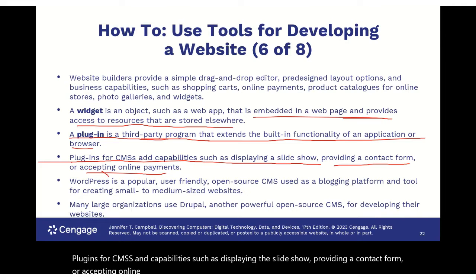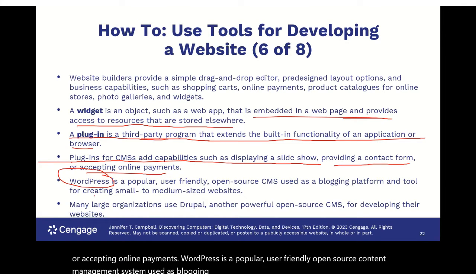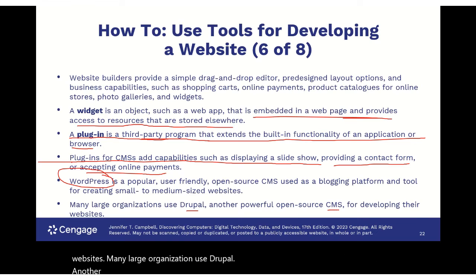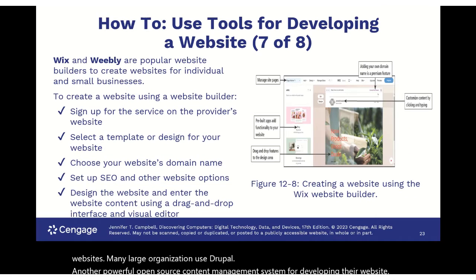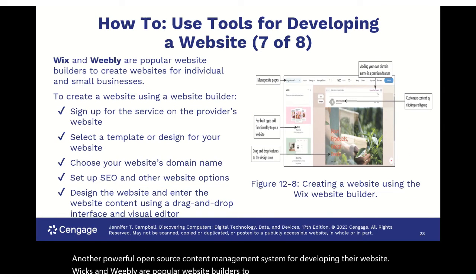WordPress is a popular, user-friendly, open source content management system used as a blogging platform and a tool for creating small to medium-sized websites. Many large organizations use Drupal, another powerful open source content management system, for developing their websites. Wix and Weebly are popular website builders to create websites for individuals and small businesses.